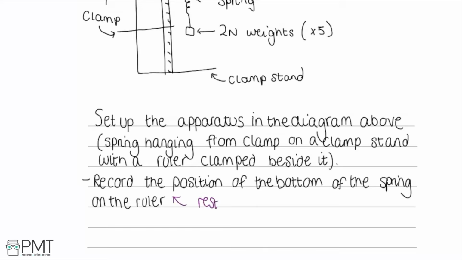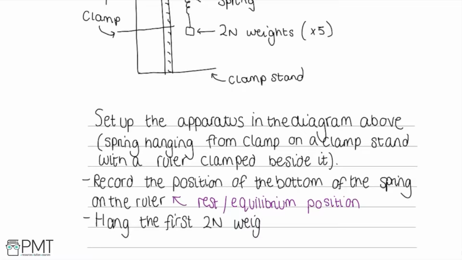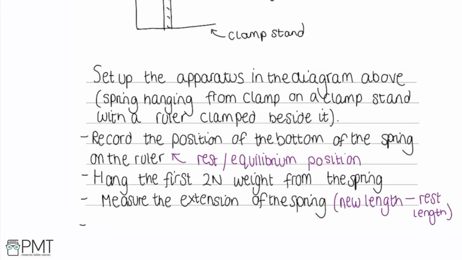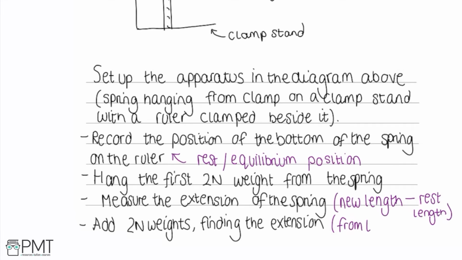I can then hang a 2 Newton weight from it and record the new position of the bottom of the spring, calculating the extension, so the difference between the original measurement and this measurement. And I can then do this for every next multiple of 2 newtons, adding a 2 Newton weight each time until I get up to the final value in the table of 10 newtons. And then I'm going to measure the extension from the initial position each time, doing that subtraction, and that's going to give me the extensions in the right-hand column.